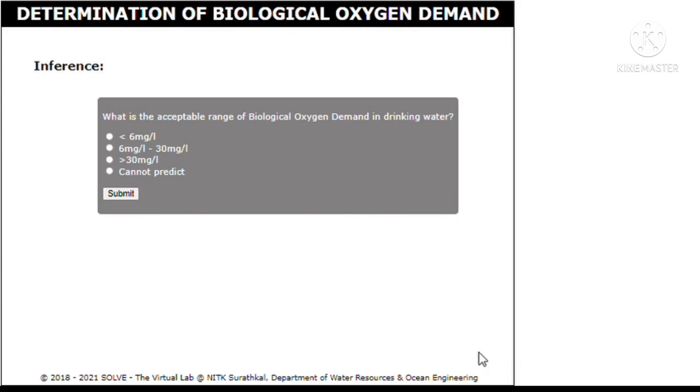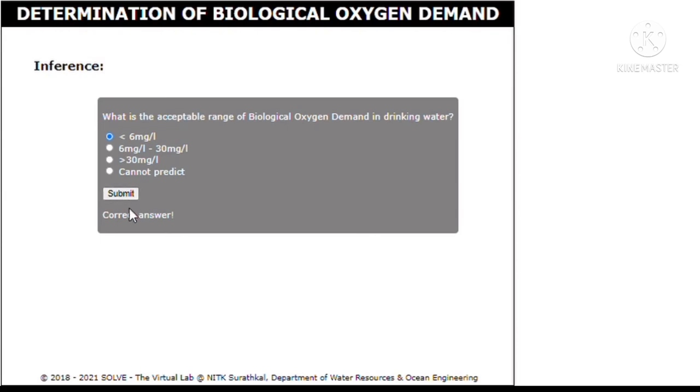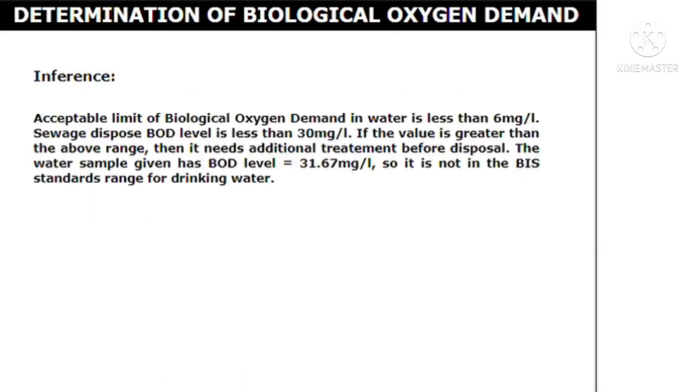Question: What is the acceptable range of biological oxygen demand in drinking water? And the answer is less than 6 mg per liter. Acceptable limit of BOD in water is less than 6 mg per liter. Sewage disposal BOD level is less than 30 mg per liter. If the value is greater than the above range, then it needs additional treatment before disposal.